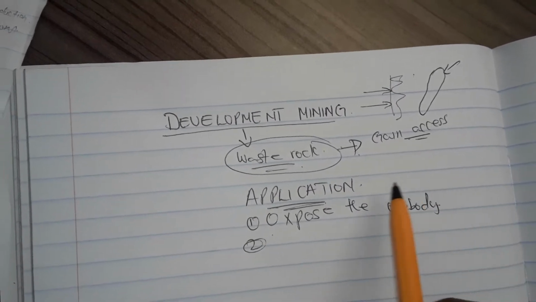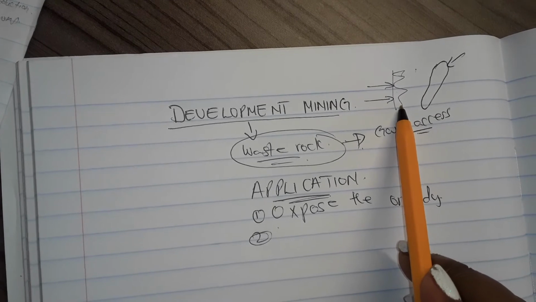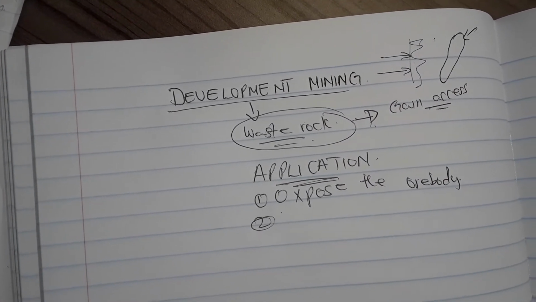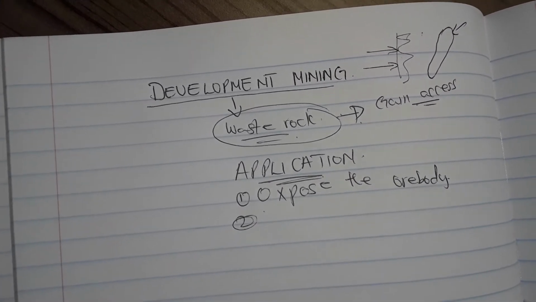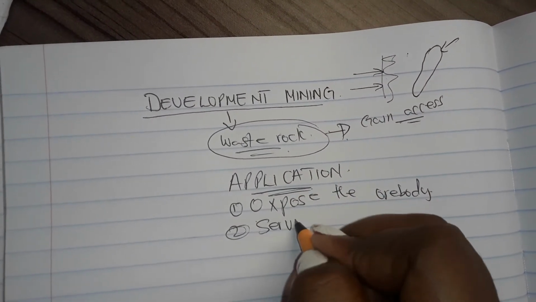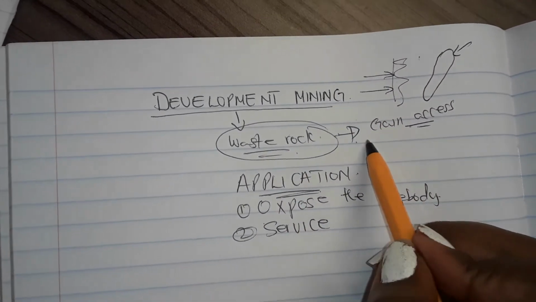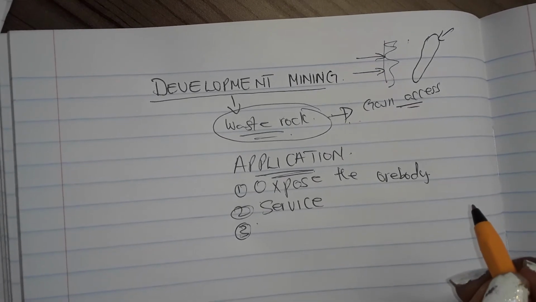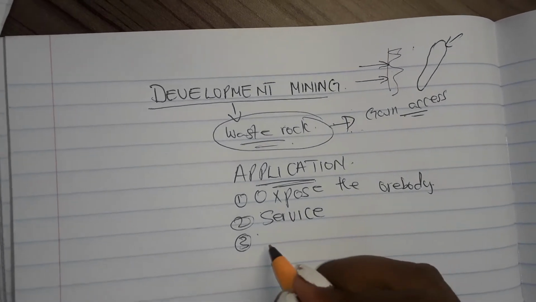Secondly, we are doing development mining in waste rock because we want to open stopes, and those stopes are going to be used for services, like water pipes and air pipes. So we want to install services. That is why we are doing development mining. And thirdly, we do development mining because we want to create an escape or an emergency escape.